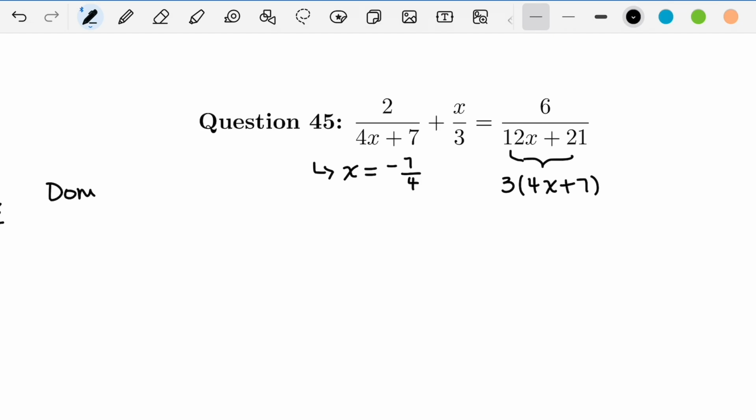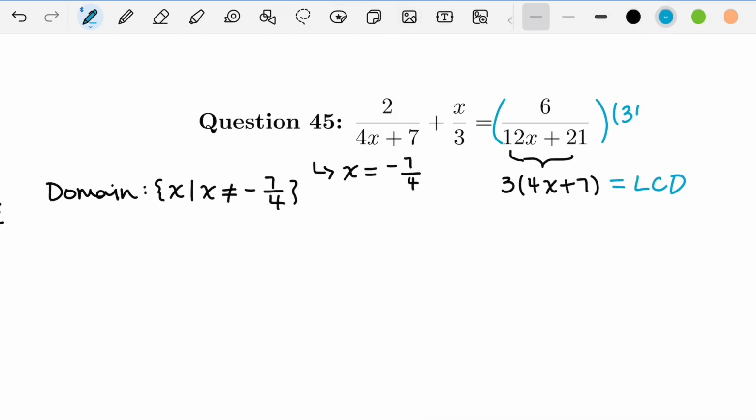So this means our domain is going to be, and again I'm going to write this in shorthand, x such that x is a real number that is not equal to negative 7 over 4. Next, we want to multiply both sides of our equation by the least common denominator, and notice the LCD is going to be this guy here, 3 times 4x plus 7. So we're going to multiply both sides by that.